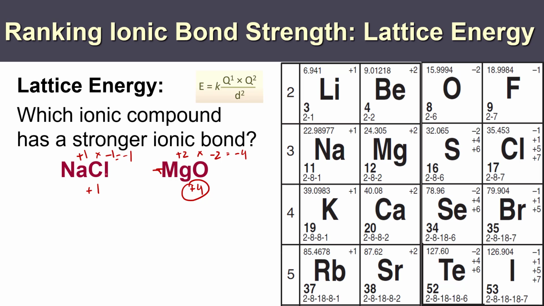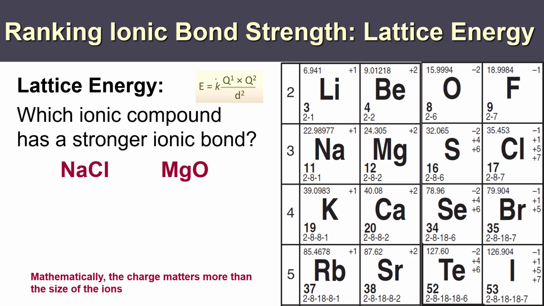The chloride ion and the oxide ion are in 2 different periods here. We have oxide in period 2 and chloride in period 3. Is that going to make a difference? Well, mathematically, it turns out that the Q values have greater impact on the lattice energy calculation than the size of the ions do. So when you are dealing with differences in the charge versus size, charge counts more than size does in terms of your calculation. So go with the charge.